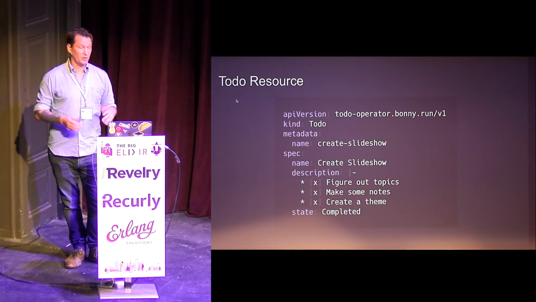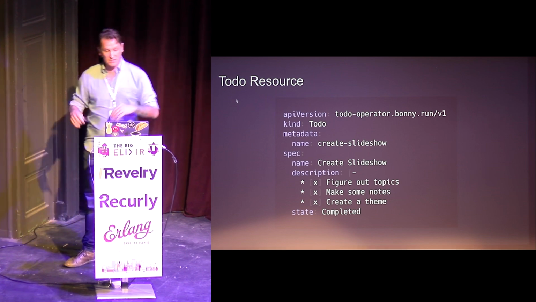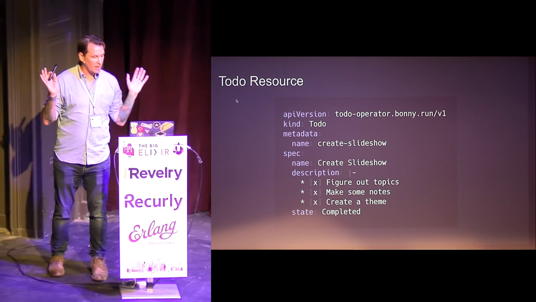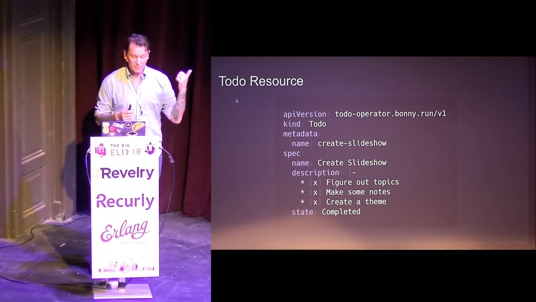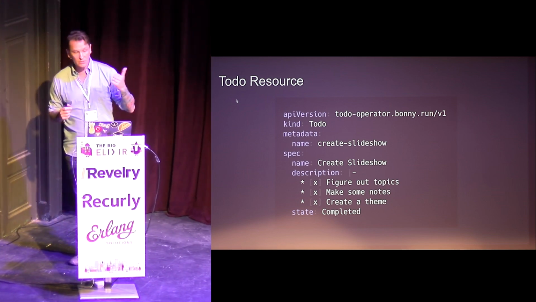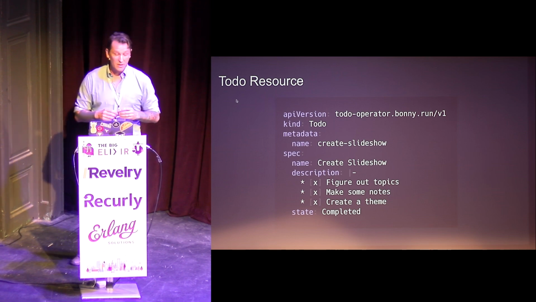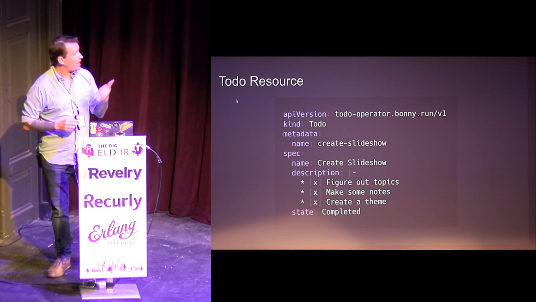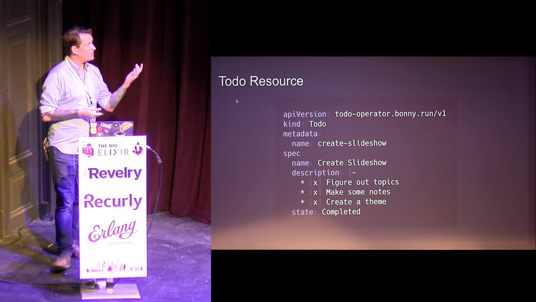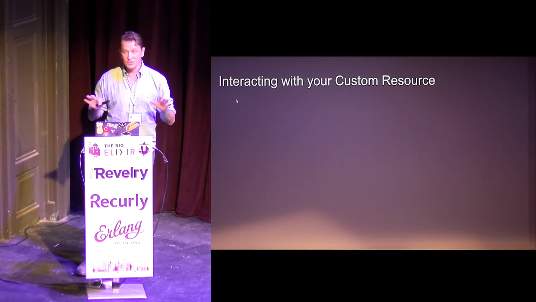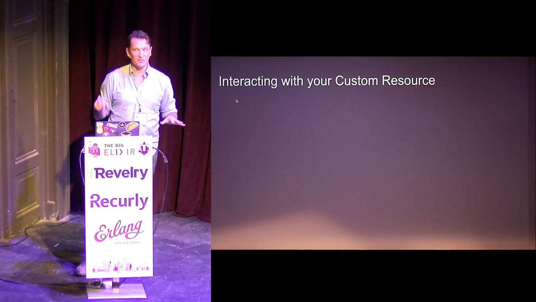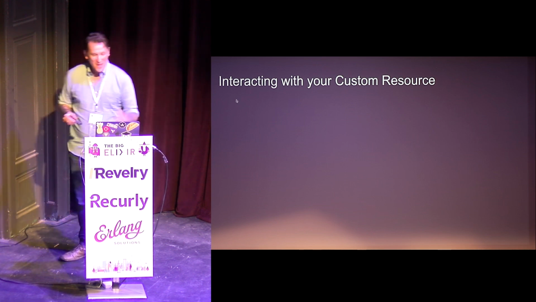So what does an actual to-do look like? After all that YAML, when I go to make a to-do, this is a to-do, that's it. We got a to-do in the system now. It's called create slideshow. Its URL will be to-dos/create-slideshow, using the name there as the ID. It has some markdown as the description, and then the state is completed. I just finished this slideshow like 10 minutes ago, so that was a lie, by the way.